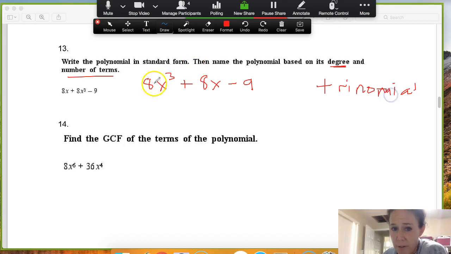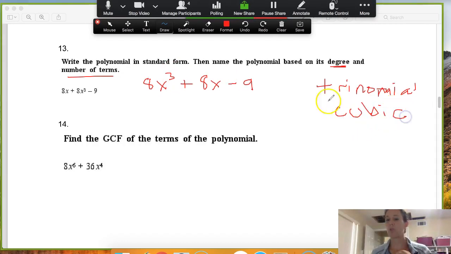Tri meaning 3. If 2 terms, it would be a binomial. Now, based on its degree: if I have a cube, it's cubic. So it's going to be a cubic trinomial, meaning I name it based on its degree, the degree of the highest term. If a square was the highest term, it would be quadratic. If it was a single term, like 8x minus 9, this would be linear.